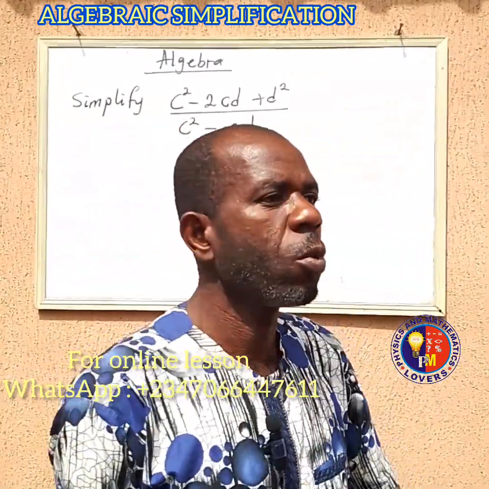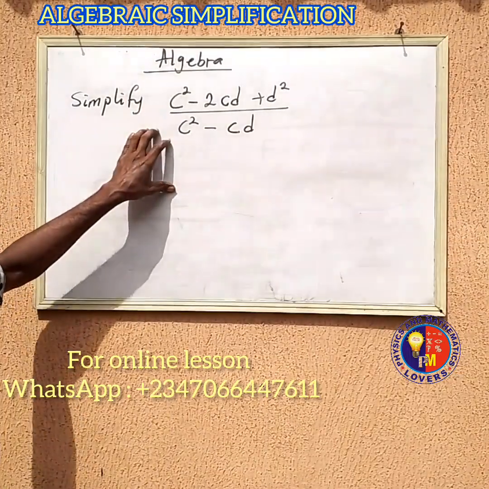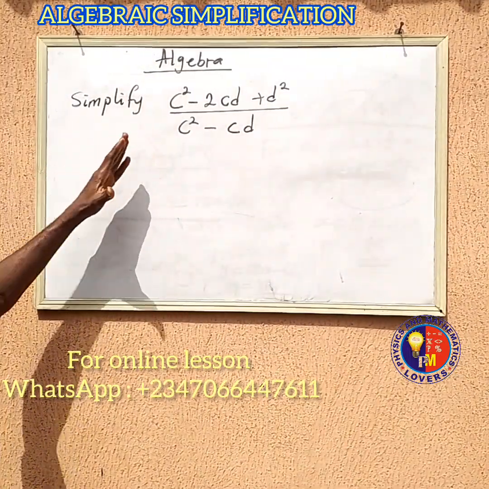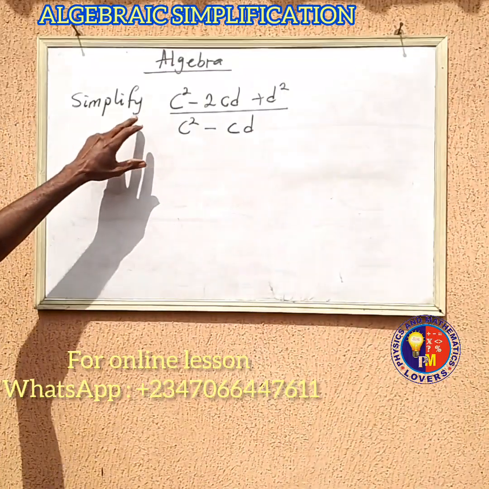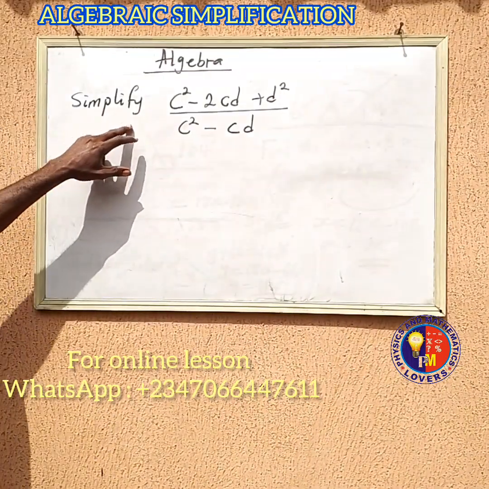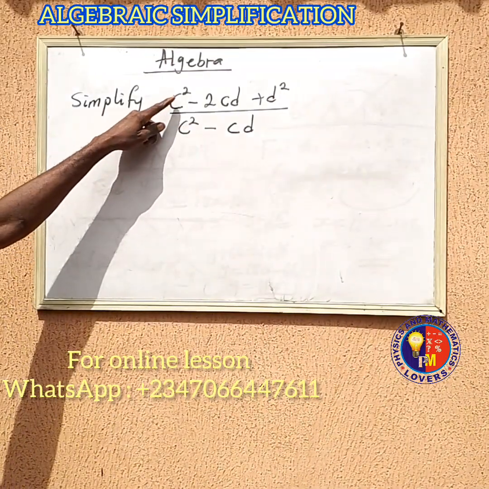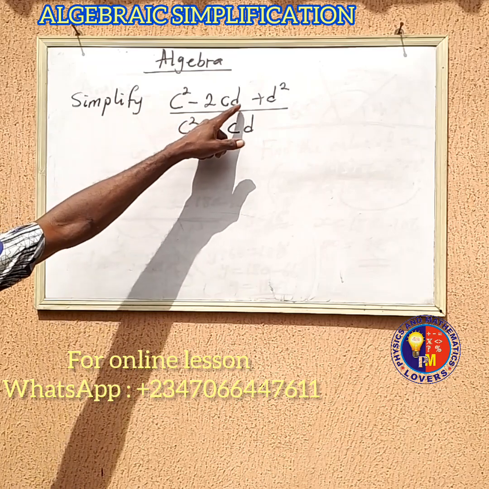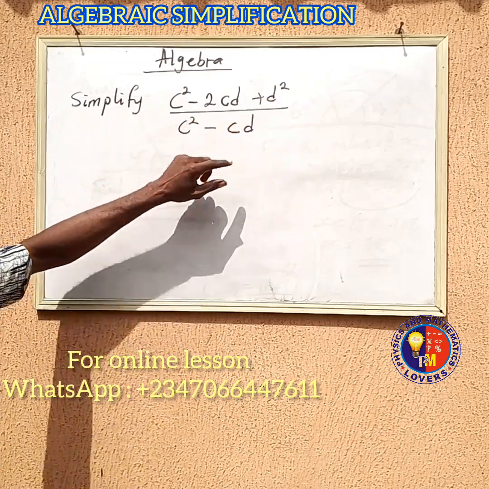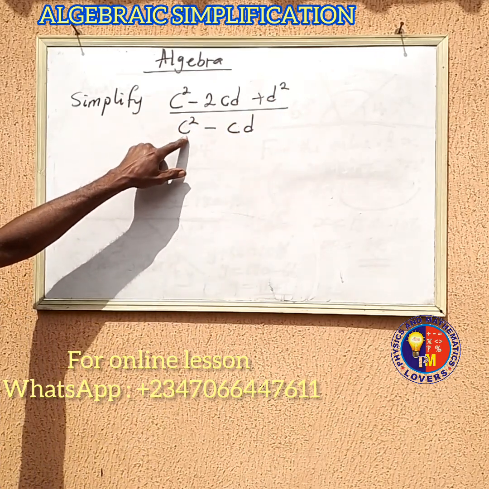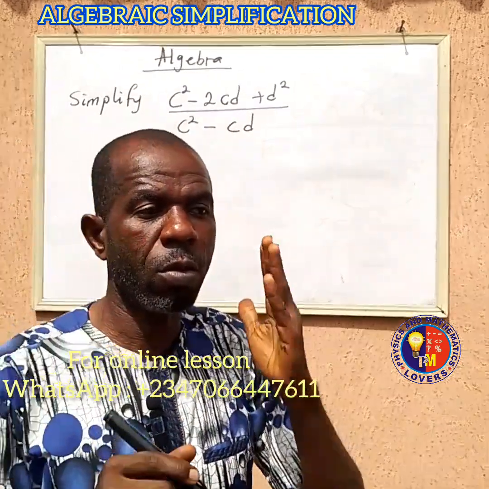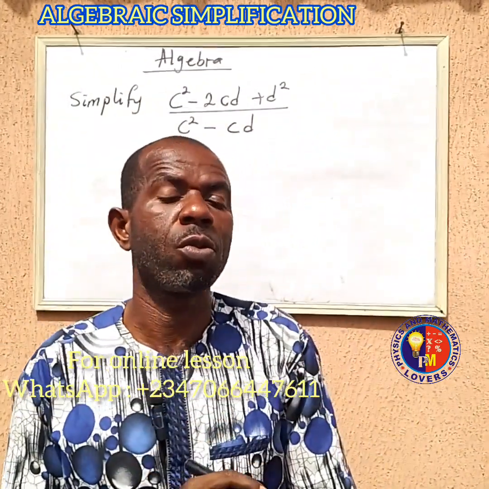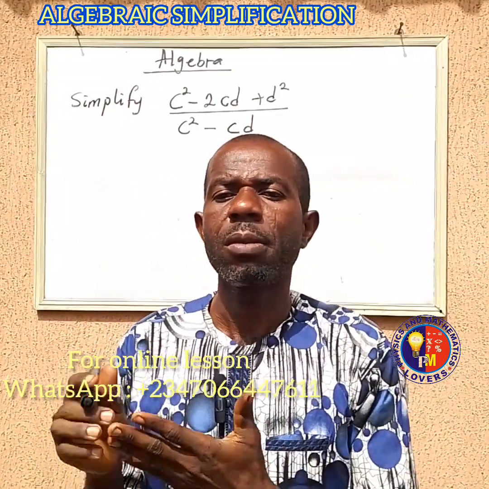In today's class, we will be looking at this algebraic simplification. This is grade 11 class. We have this question here. It says, simplify c squared minus 2cd plus d squared all over c squared minus cd. So this question wants you to reduce it to its lowest term.